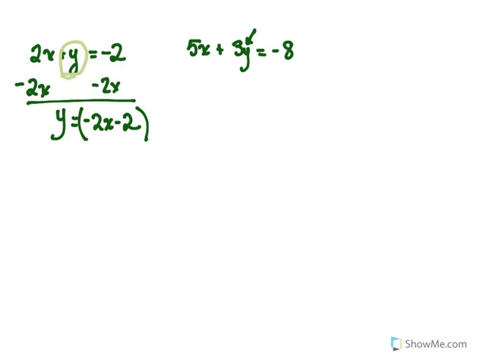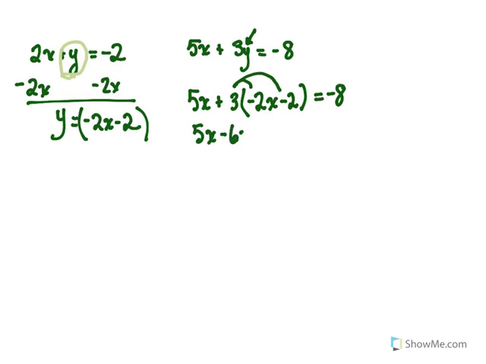So I only have x's. So I have 5x plus 3. Make sure you put parentheses around this expression so that you know to distribute, equals negative 8. And let's go ahead and distribute right here. So I have 5x minus 6x minus 6 equals negative 8. So this becomes negative 1x minus 6 equals negative 8.